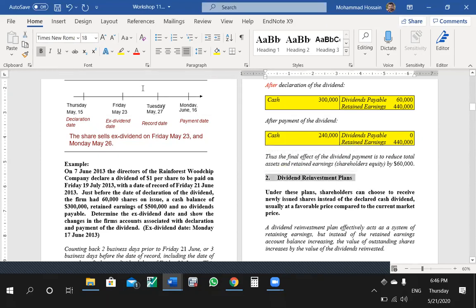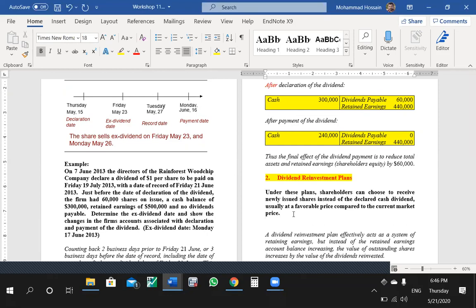Now, the second topic we're going to discuss is the dividend reinvestment plan. On this plan, we'll discuss how the dividend will be reinvested. Very straightforward. Under this plan, shareholders can choose to receive newly issued shares instead of declared cash dividends, usually at a favorable price compared to the current market price. So let's say the current market price is $20 of a share.